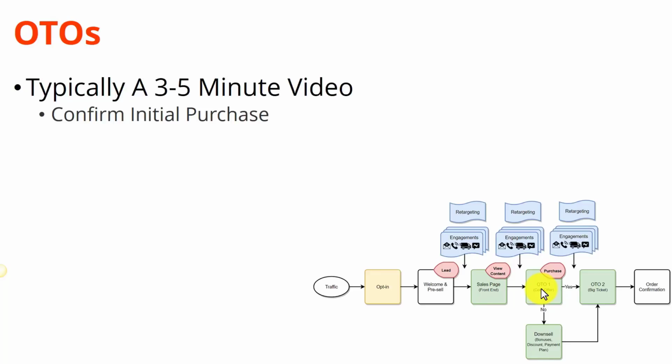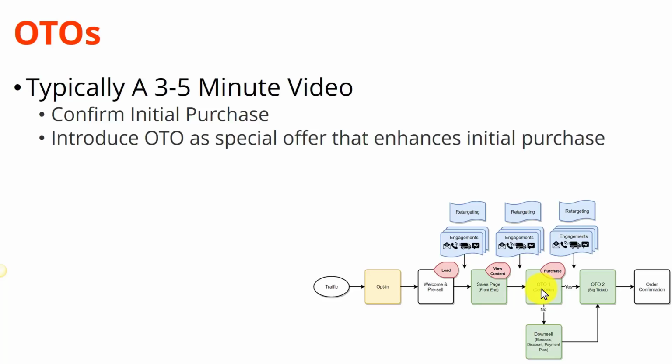So in this video, you'll confirm their initial purchase, be like, hey, congratulations on buying this product. You made the right choice. It's going to help you do X, Y, and Z and just improve your life. Then you want to go ahead and introduce your OTO as a special offer that enhances their initial purchase. And you might want to emphasize the fact that this is a one-time offer and that it's not for everyone. It's only for the people that have purchased that front-end product. So that gives it an exclusive feeling.